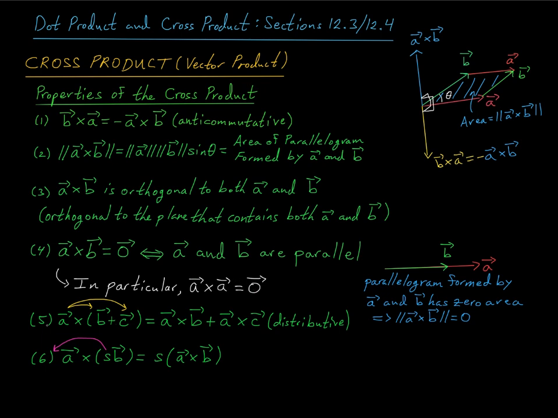All right, and then these last two properties are pretty similar to what we saw with the dot product. The cross product is distributive. So if I have A cross the sum of two vectors, B and C, I can distribute the vector A, and here the multiplication is the cross product, so A cross B plus A cross C. And then this last property says that if I have A cross a scalar multiple of B, I can just take this scalar out front, and I have s times this cross product of A and B.